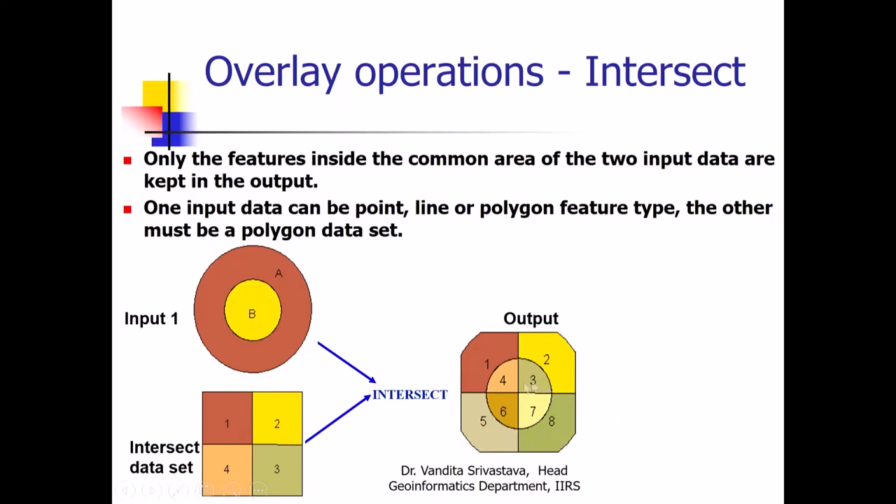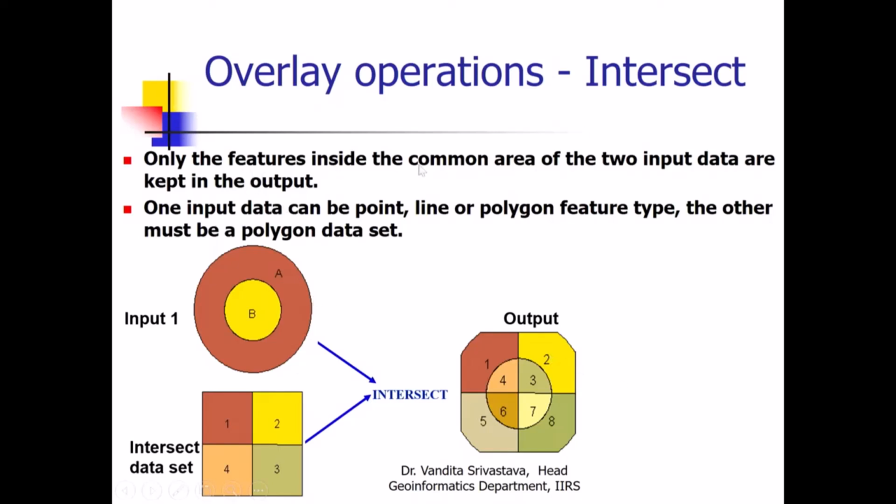So both are there, and you see a new identity is given to each polygon which is created, because now there are 8 polygons out of these 2 and 4 polygons. They will have attributes from both of these maps. So that is the intersect operation.